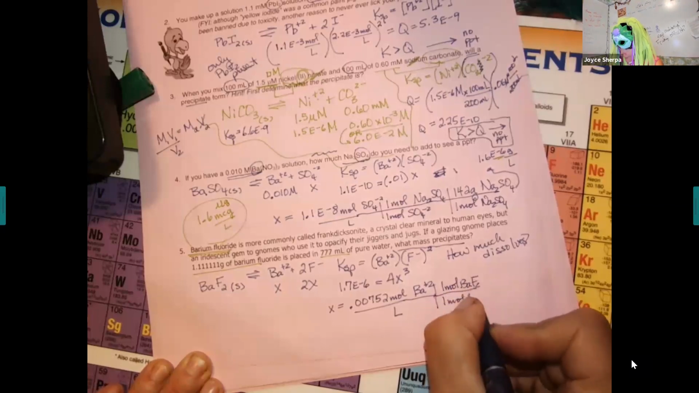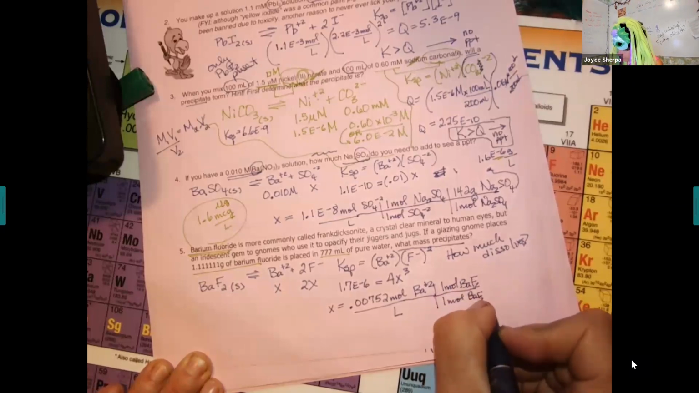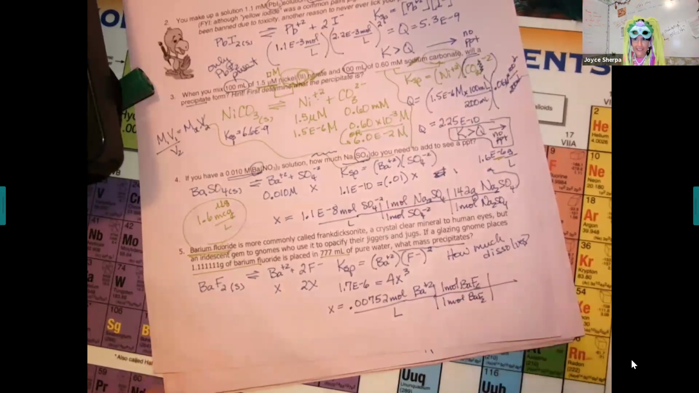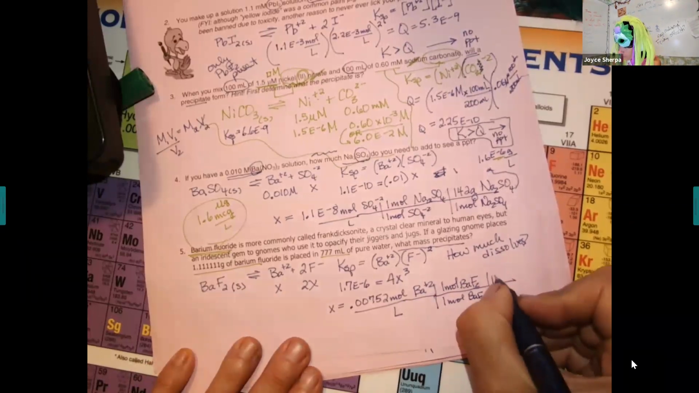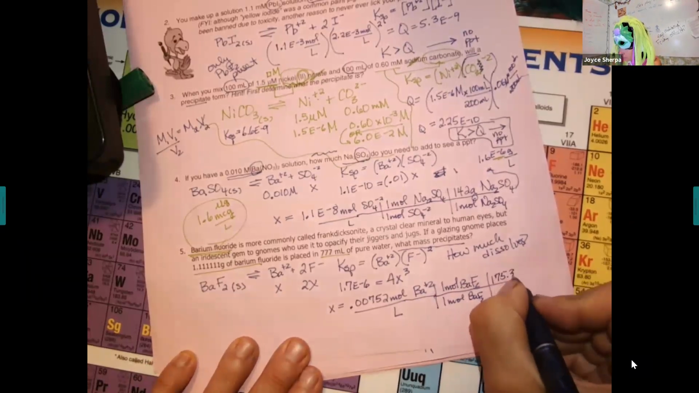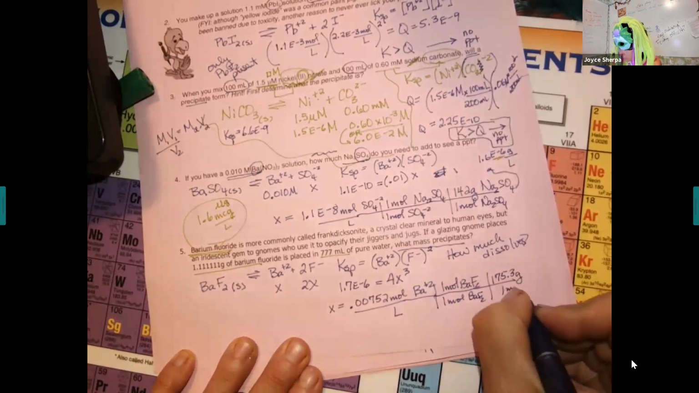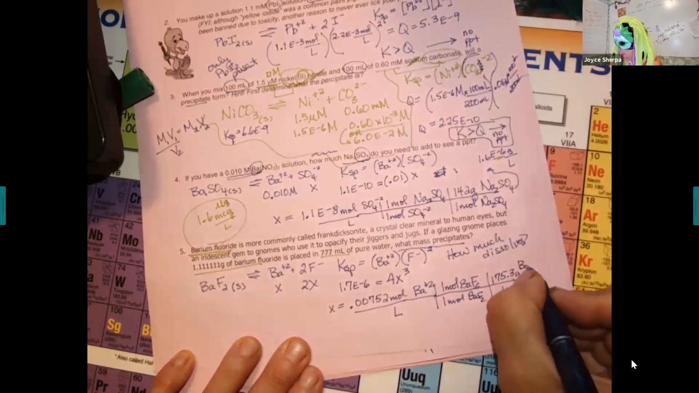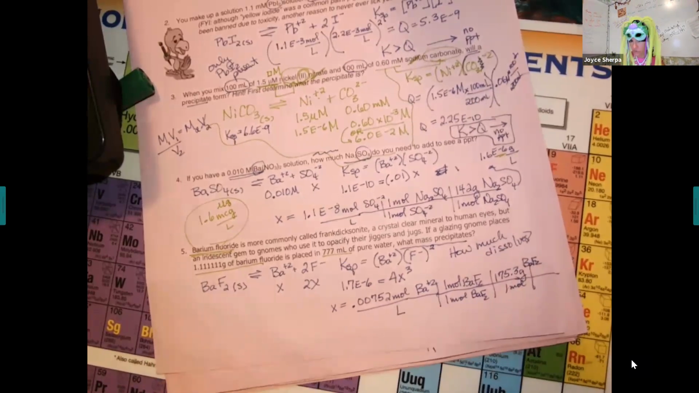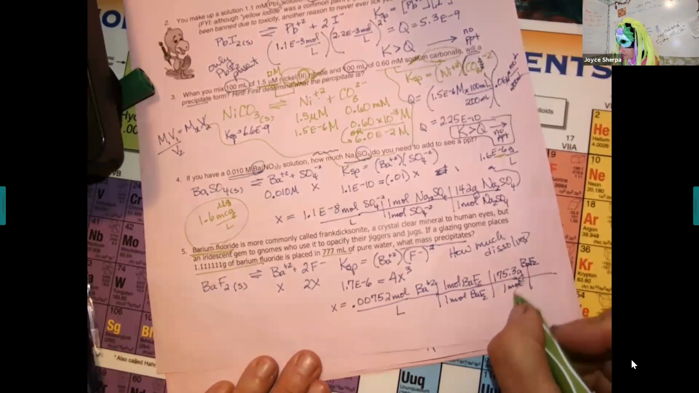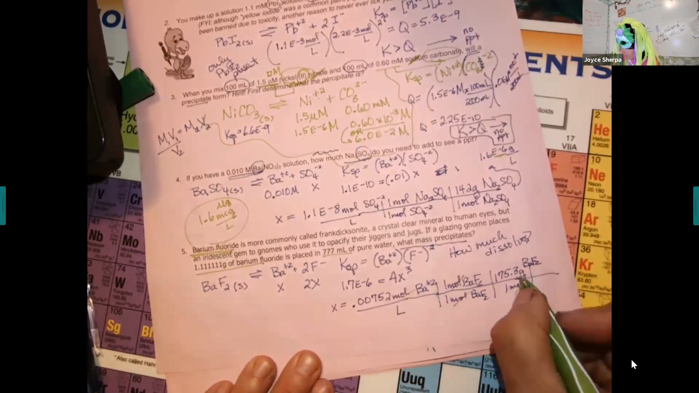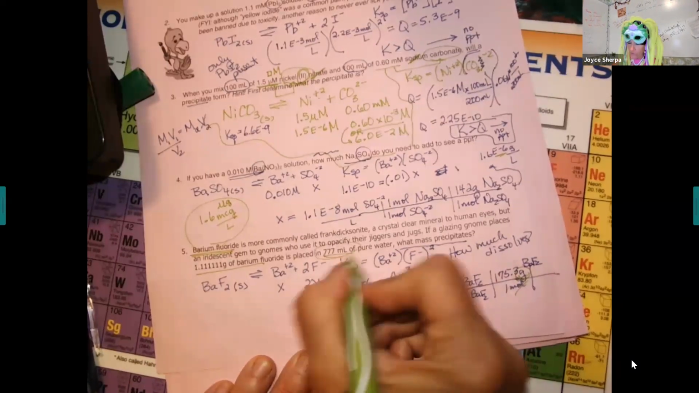And I want a mass, so I am going to factor in the mass of the barium fluoride. So barium and 2 fluorides, 175.3. That's that whole compound. And we do need one more step. So my moles canceled. I have grams. I do have a volume on this one. I did not on the previous one.